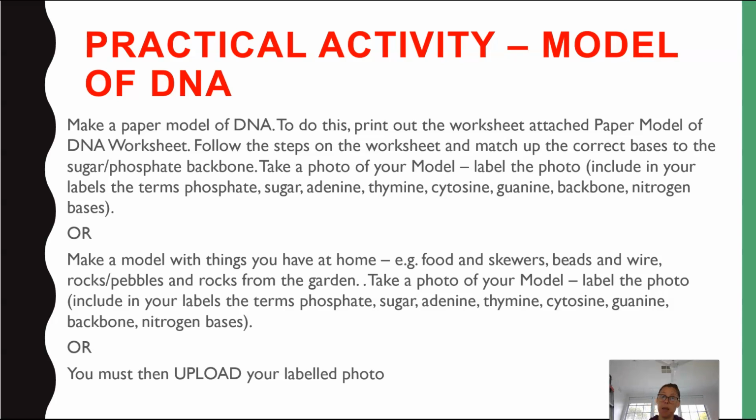I have provided a paper template for those of you that may be creatively challenged. And that's only one method that you can use. If you look online, there's so many paper models you can use, some using origami. I'd love to see someone have a go and use that. So once you're done, take a photo of your model, and label it with the terms phosphate, sugar, adenine, thymine, cytosine, guanine. This is the backbone, this is the nitrogenous bases. Take that photo and upload it onto Compass.